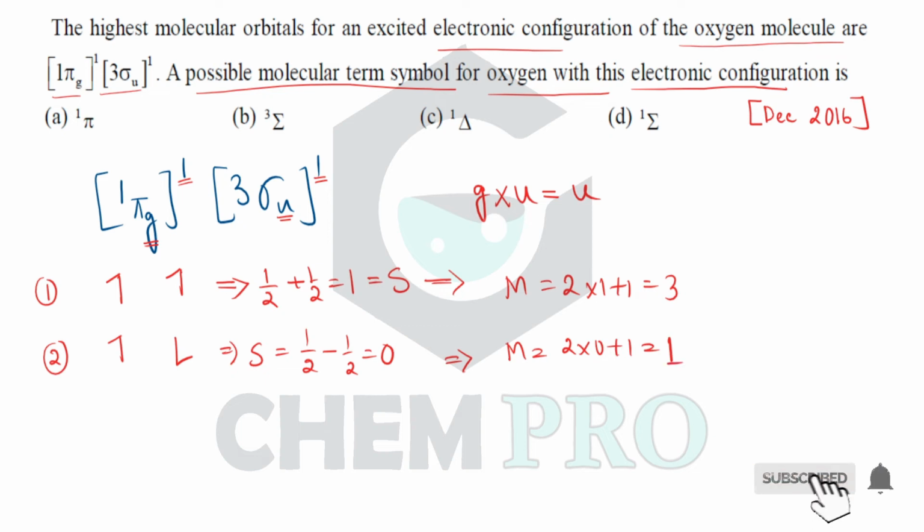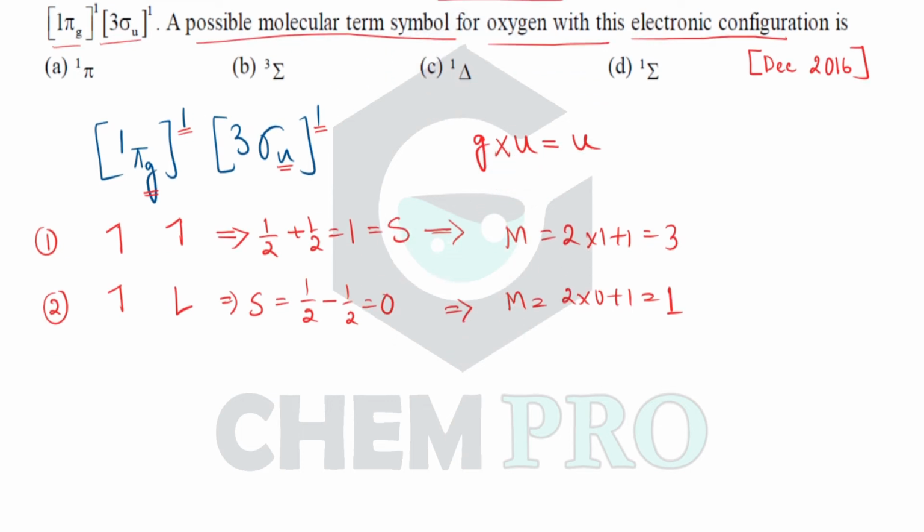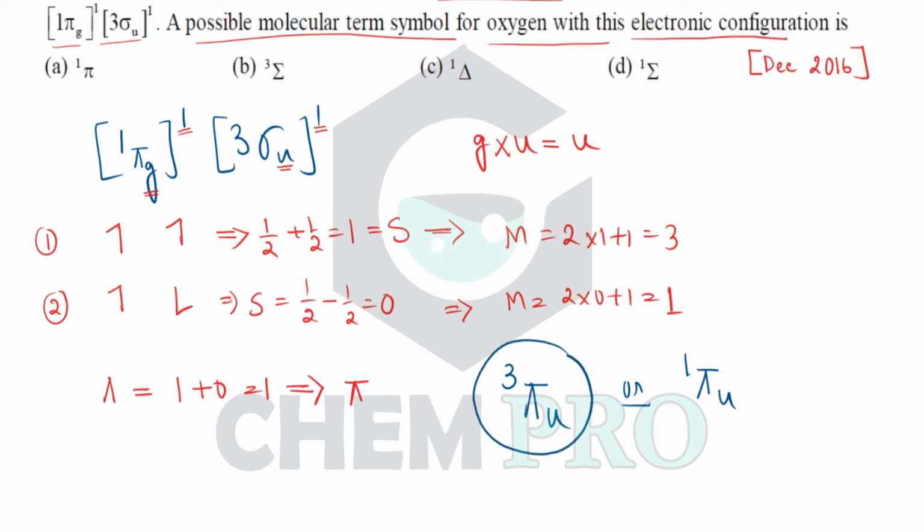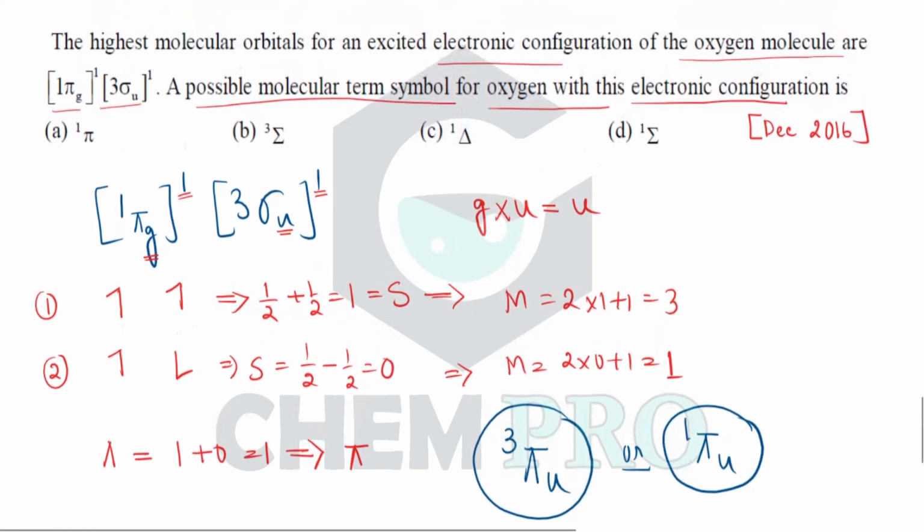Now we have to calculate the lambda value. We already know that a pi orbital will contribute 1, and a sigma orbital will contribute 0. So lambda will be 1 plus 0 equals 1. That means the symbol will be pi. Now the term symbol can be 3 pi u or 1 pi u. So these two are the possibilities for the molecular term symbol of the oxygen molecule.